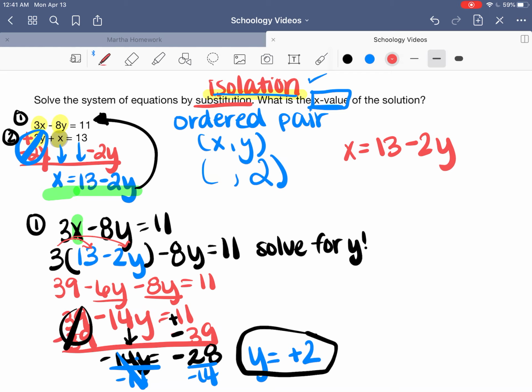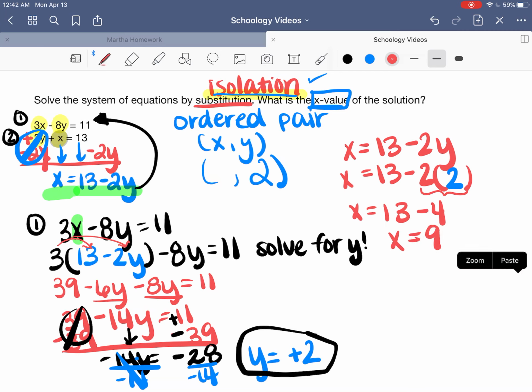So again, anytime I see a y, I'm going to replace it with a positive 2. So instead of having a y here, I'm going to have a 2. All right, so what is 2 times 2? Or negative 2 times 2? 2 times 2 is 4, and it should be a negative 4. All right, so what is 13 minus 4? It is 9. So x is equal to my 9 here.